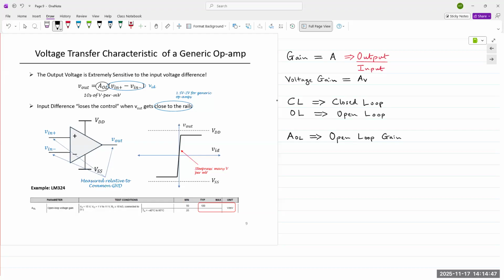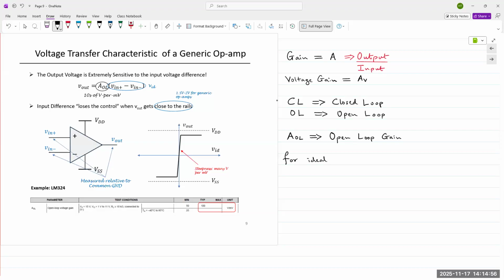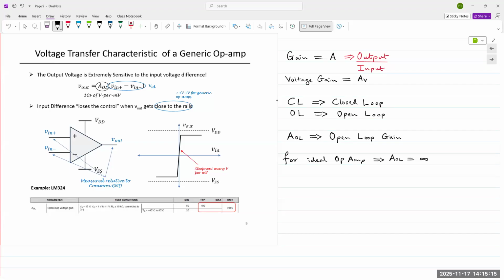All right, coming back to our talk. AOL is the open loop gain for an ideal op amp. The open loop gain is typically infinite. For a real-life op amp, it still is very, very high, so about 100,000 or more. Okay.